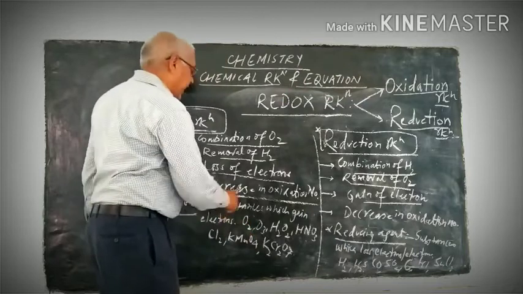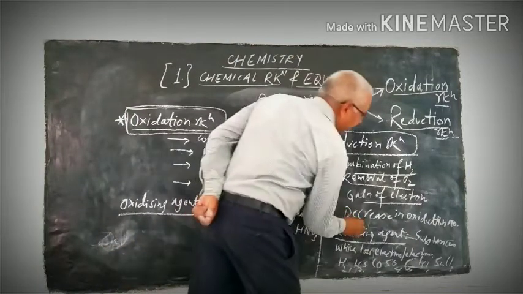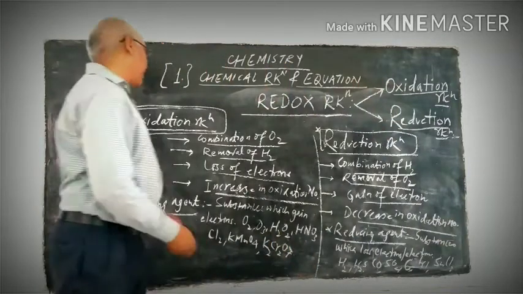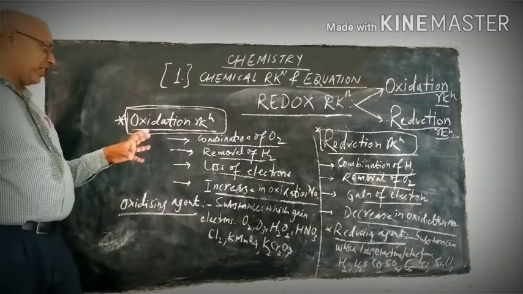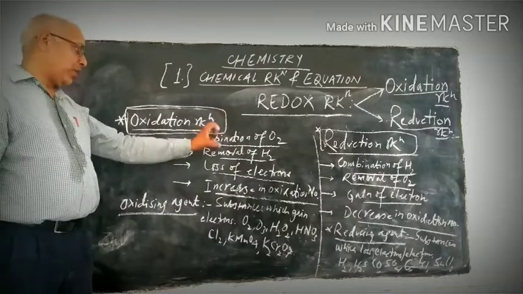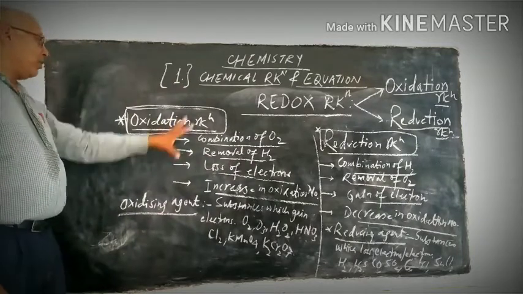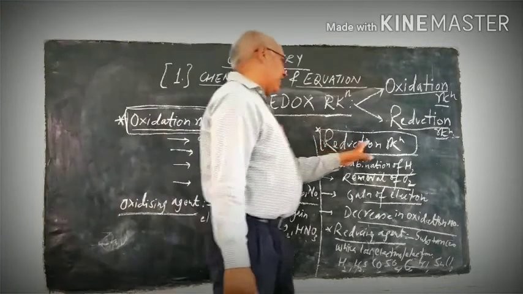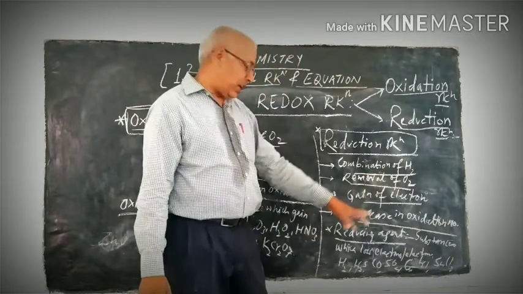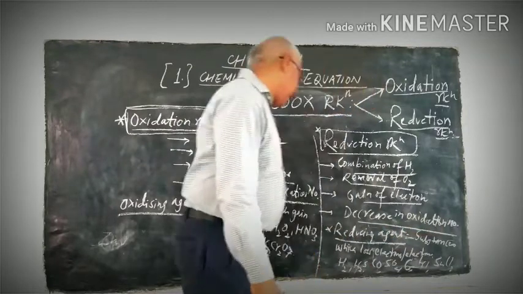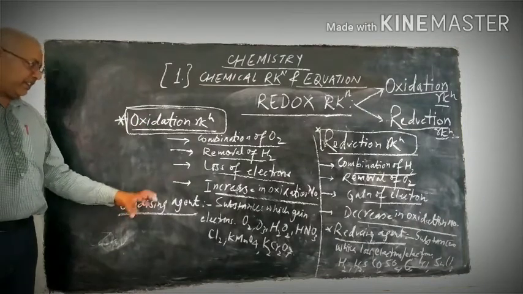Now, an increase in oxidation number is oxidation, and on the other hand, a decrease in oxidation number is reduction. So according to these characteristics, we know whether a reaction is oxidation or reduction. Combination of O2, removal of H2, loss of electrons, and increase in oxidation number are all included in oxidation. On the other hand, in a reduction reaction there is combination of hydrogen, removal of oxygen, gain of electrons, and decrease in oxidation number.